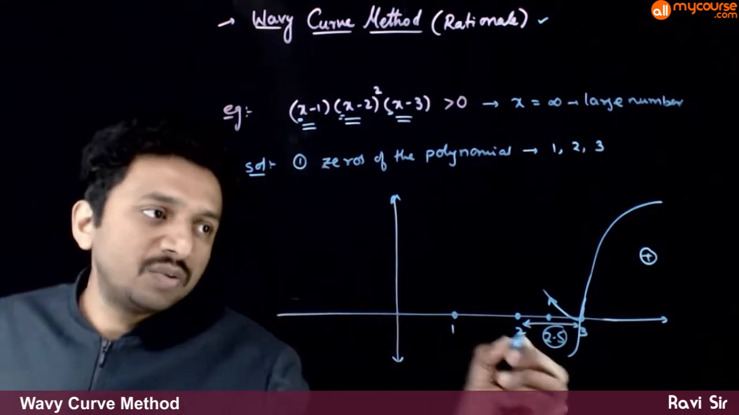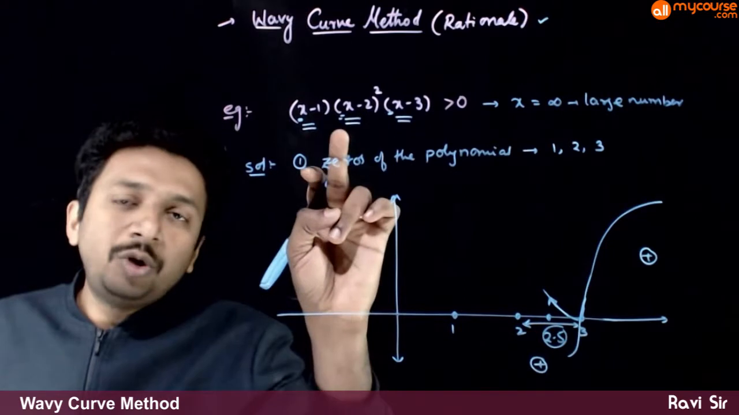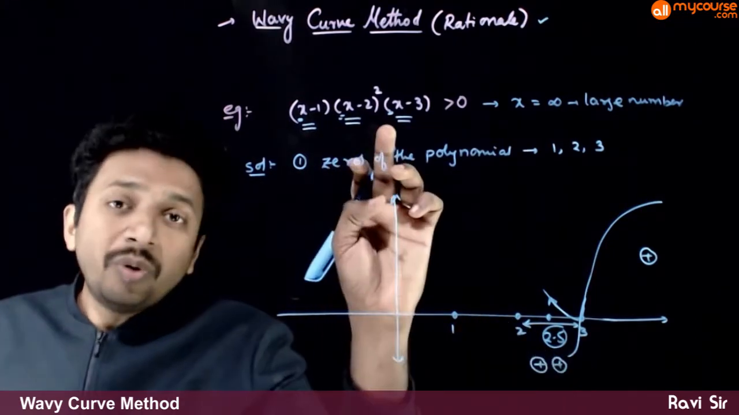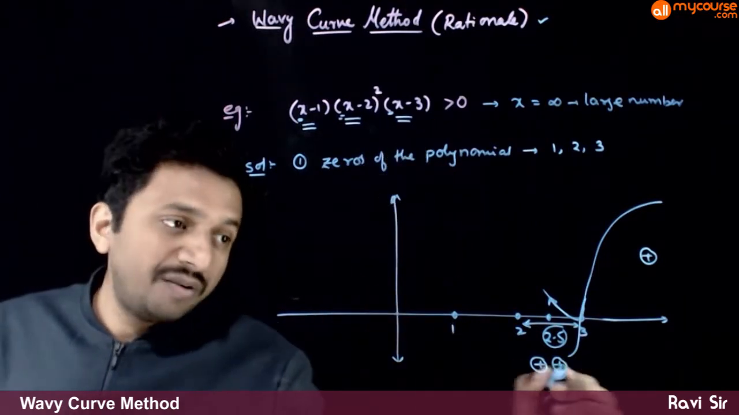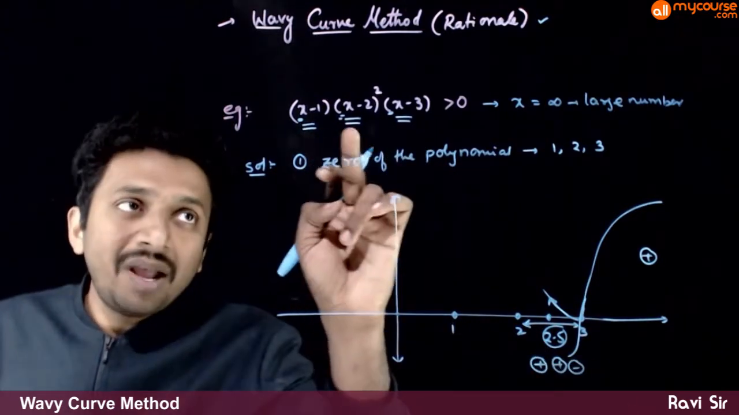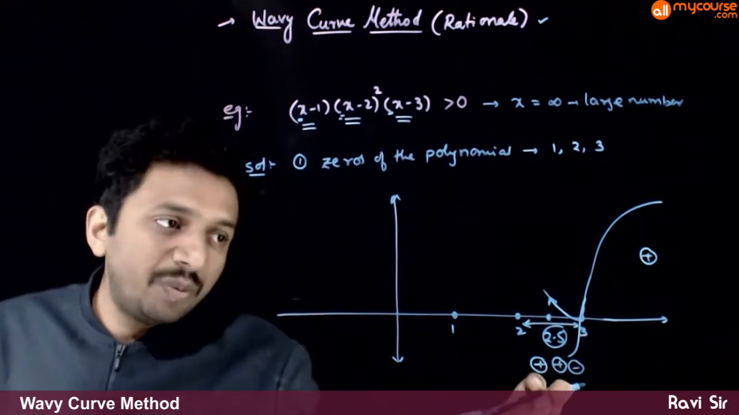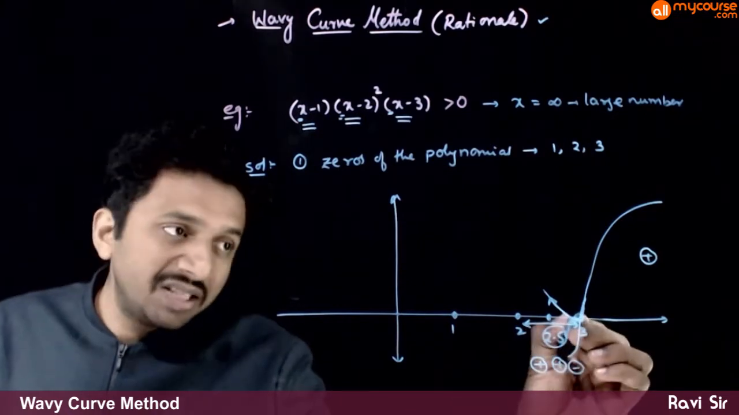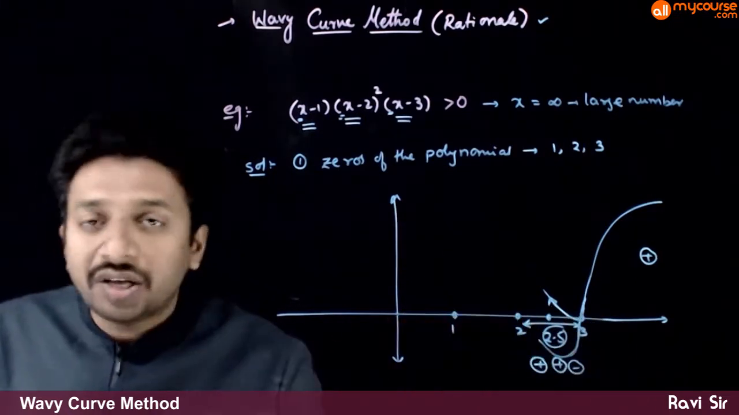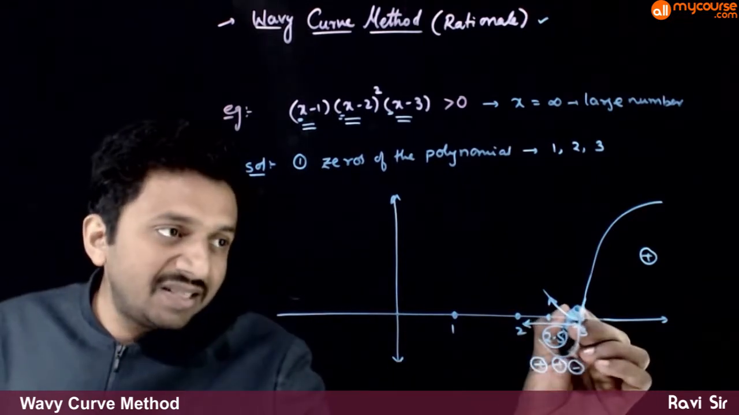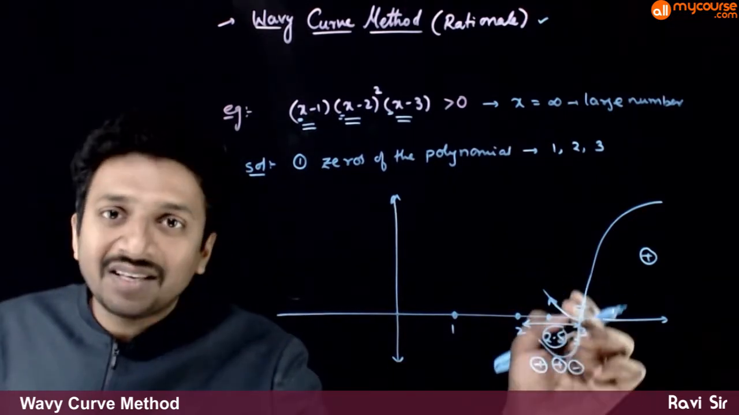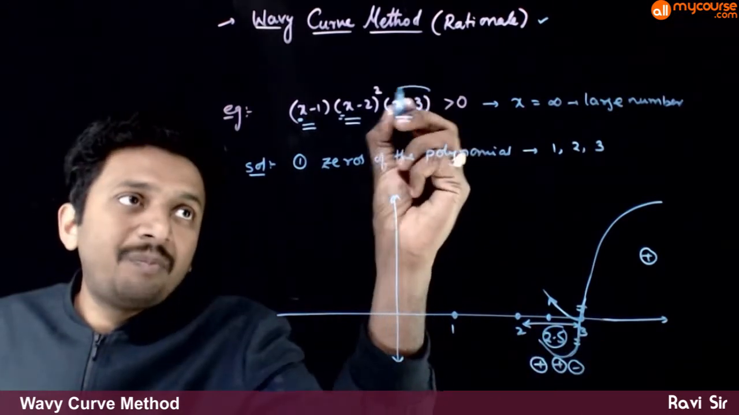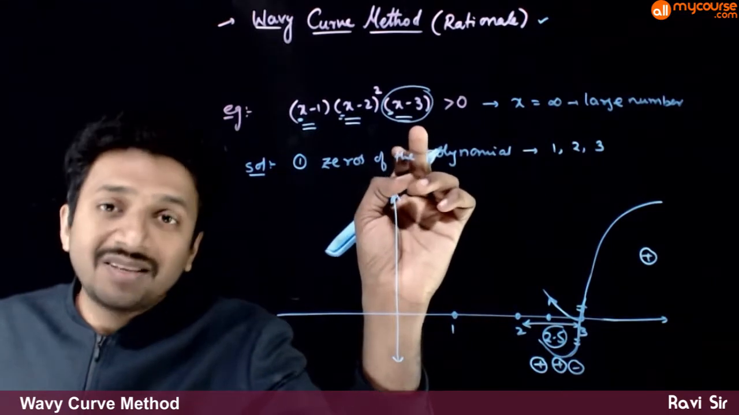So 2.5 minus 1 is positive. (2.5 minus 2) whole square is positive. 2.5 minus 3 is minus 0.5, which is negative. If I multiply these 3 numbers, positive into negative is obviously a negative number, hence the sign is changing. So this will be the route that the actual curve takes. That means the sign is changing on either side of x is equal to 3. This is happening because the power of the factor x minus 3 is odd.